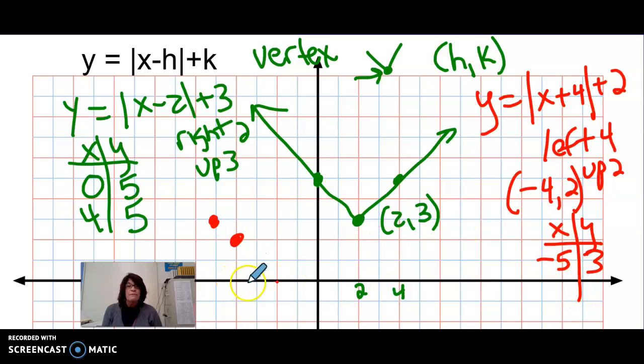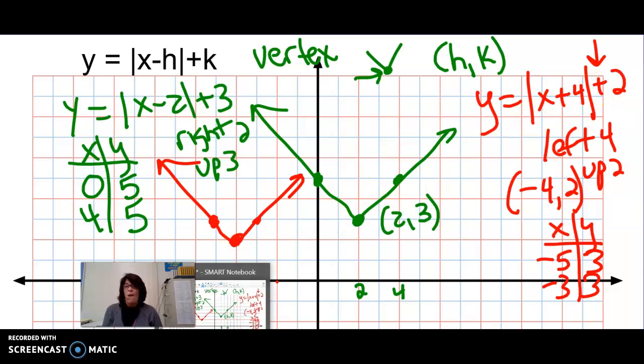And then something on this side, maybe I'll put negative 3 in. Negative 3 plus 4 is 1. Absolute value of 1 is 1. Plus 2 is 3. I see the V now. Yes, it's a V that was shifted to the vertex of negative 4, 2. And remember, if this would have been minus 2, then I would have been shifted down 2.